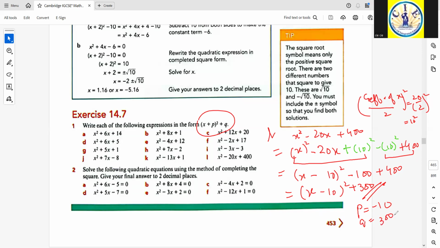Okay, with this, now observe that the parts G till K, all of them have got odd coefficients of x. So this would be done exactly on the same pattern, but in this case, the term that would be added or subtracted would be occurring in the form of a fraction. So let's start solving them.